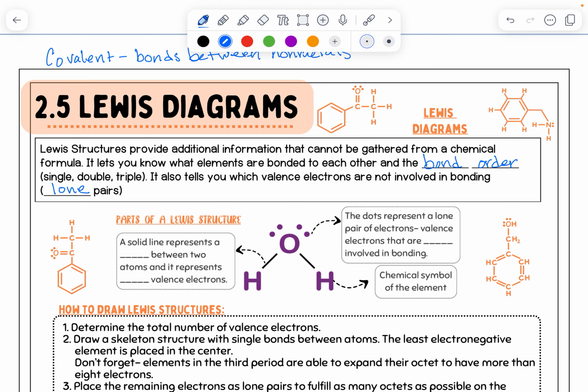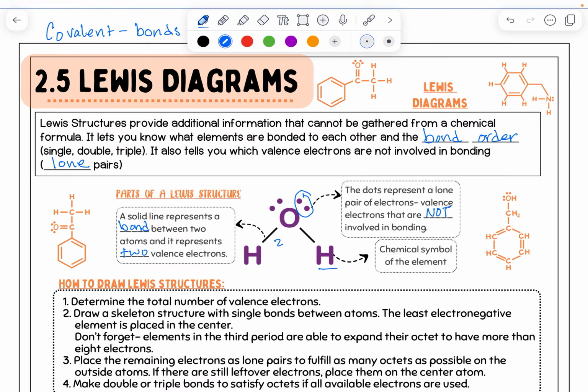So first of all, let's go over the structure of a Lewis structure. And a solid line represents a bond between two atoms. So if there's a single line, there's a bond, these are two electrons, okay? So it represents two valence electrons. The dots represent a lone pair of electrons. So anytime we talk about a lone pair, we show them as two dots, and they are not involved in bonding. But they're still important to the structure of the molecule. And the letters, of course, are the chemical symbol of the element.